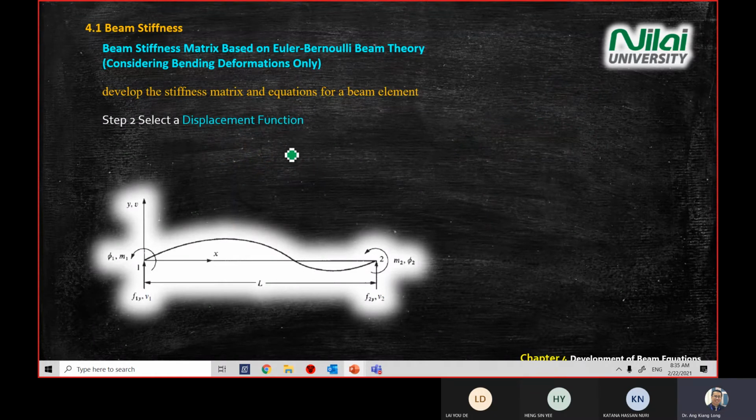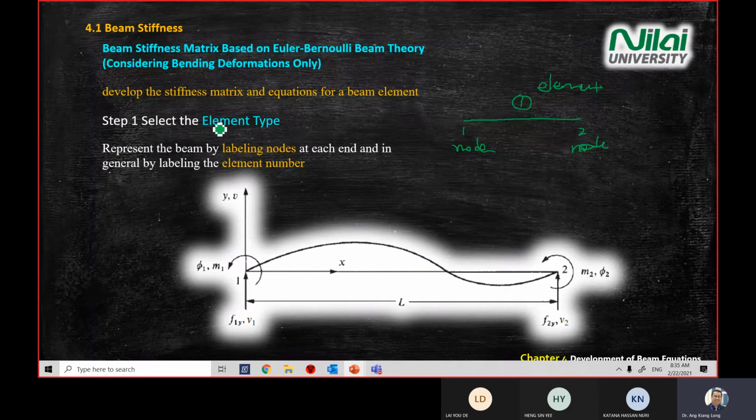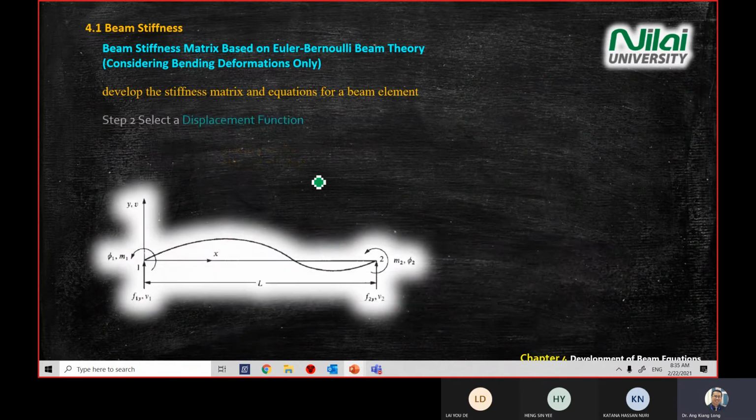Second step, we define the displacement function. Again, to repeat: first step, define your type, write the element number, write the node. Second, you need to look for the correct equation that replicates the behavior of the beam. The function name here is equation. So you have to look for the correct equation that matches the scenario that you have.